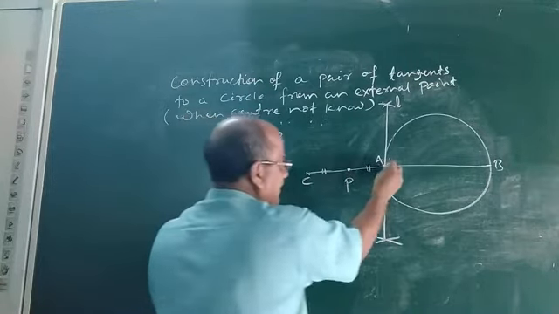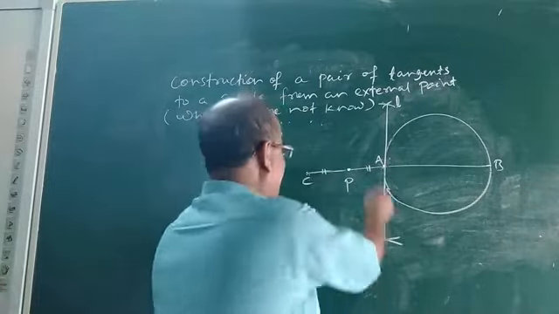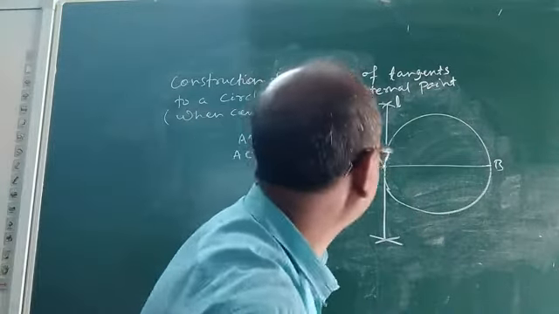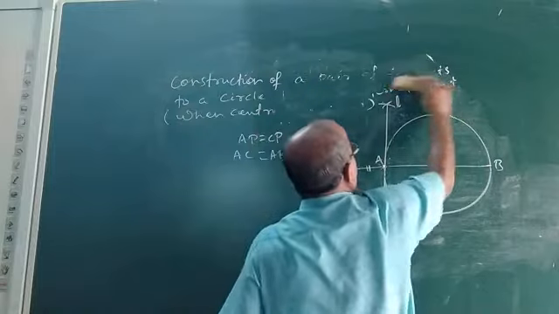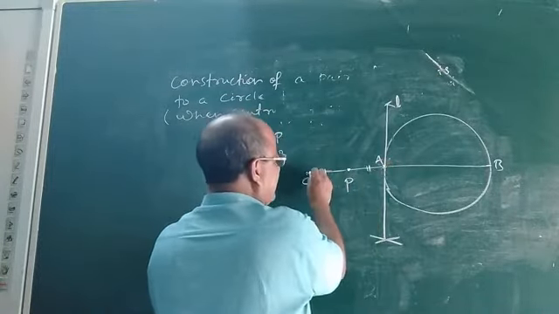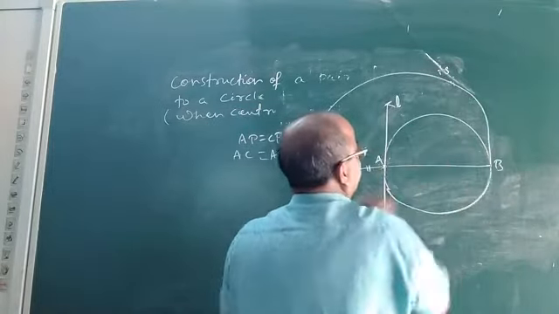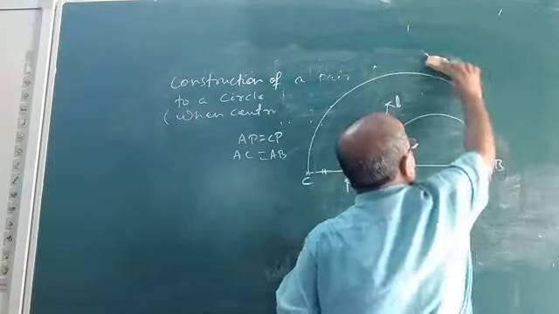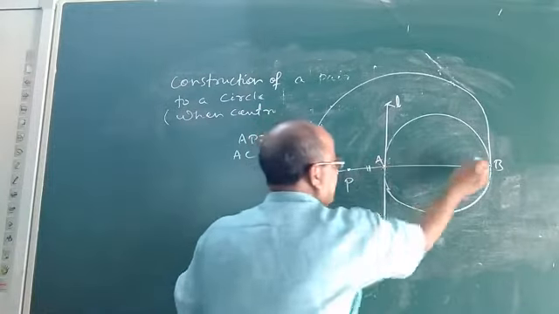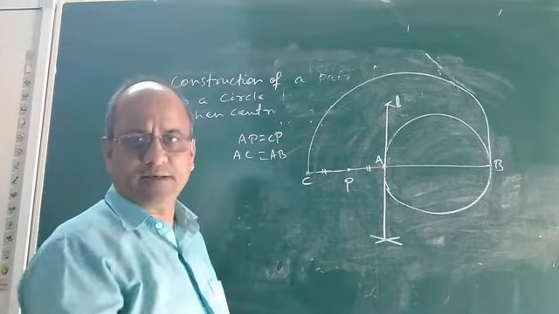Now taking A as center and AC or AB as radius, you draw a semicircle. See, I am drawing a semicircle now. Taking A as center and AC as radius, if you draw a semicircle, suppose this is the semicircle. Taking A as center and AC or AB as radius, you draw a semicircle. Then what is the next step?